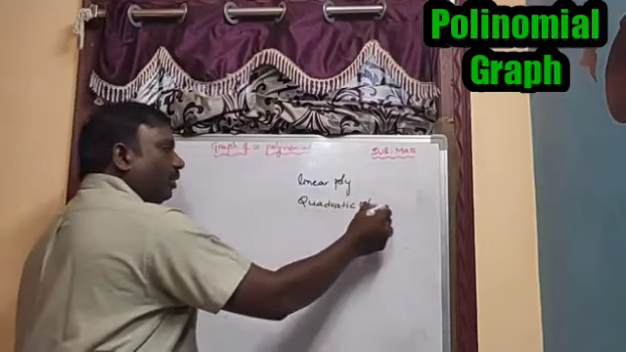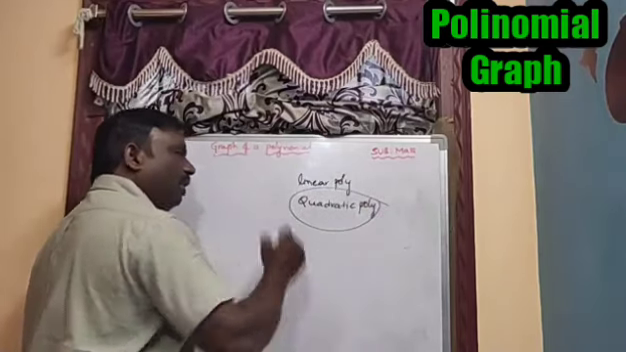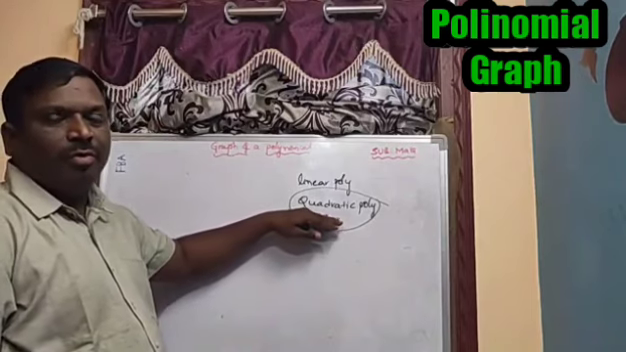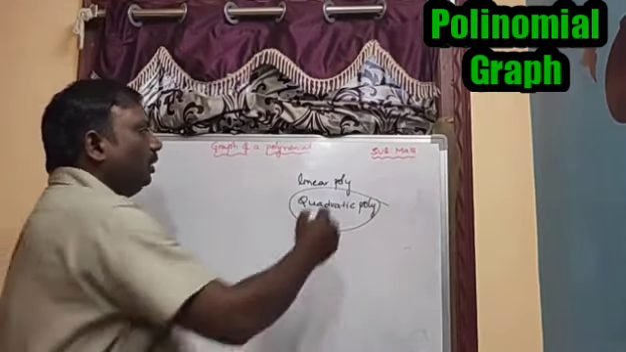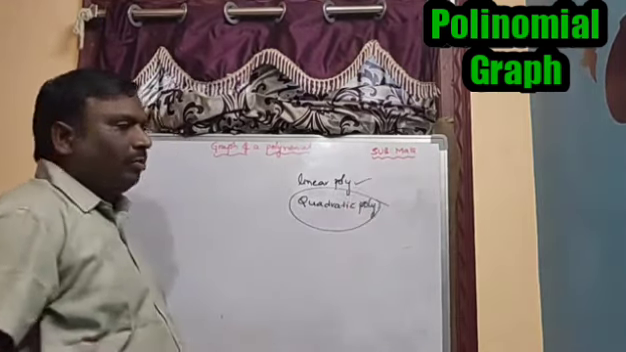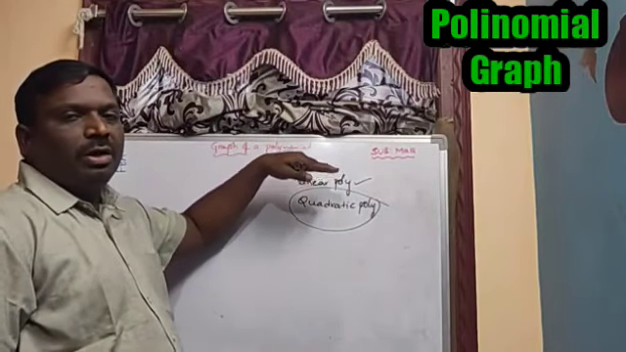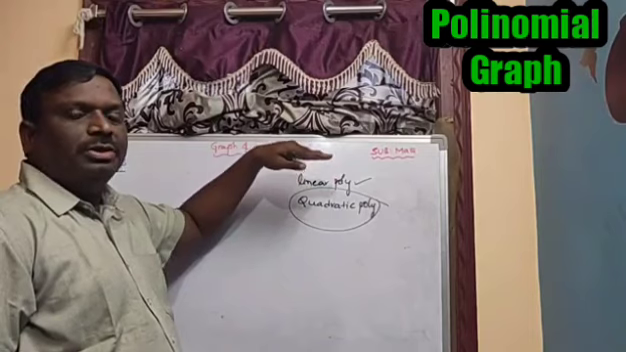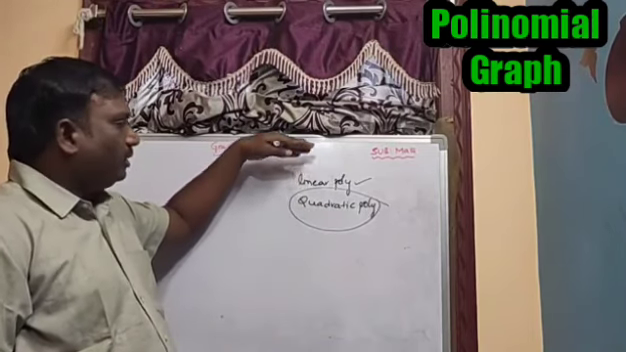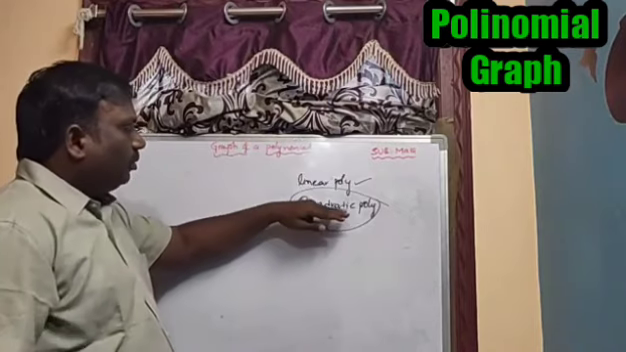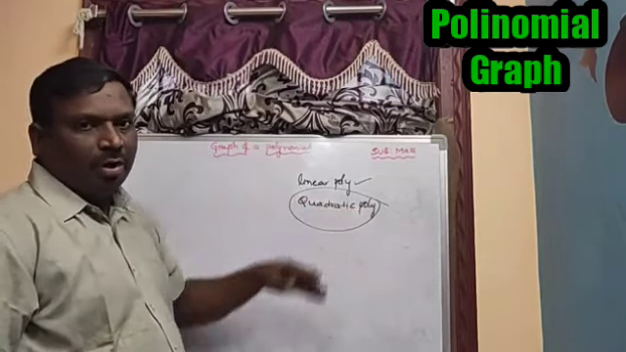Maximum, in our public exam they will ask graph of quadratic polynomial for a 4 marks question. For blanks or 1 mark questions they will ask about the linear polynomial graph, the graphical representation of a linear polynomial. So maximum we will concentrate on quadratic polynomial.